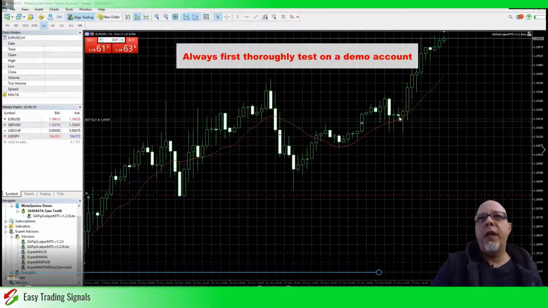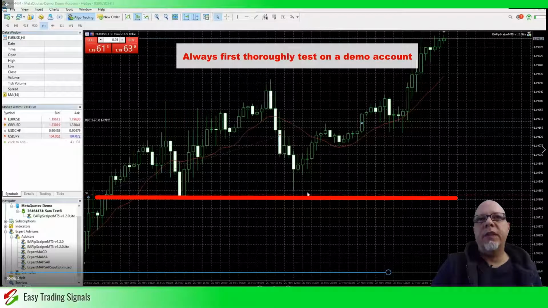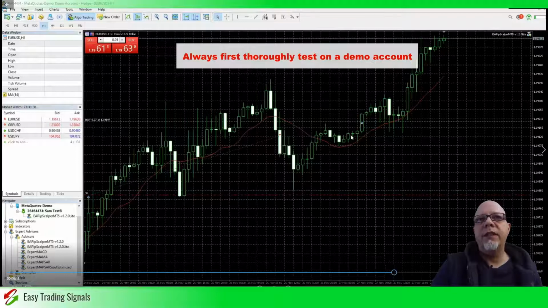Okay, so what happened here is this is the last little bit where it entered the trade over here, and we have a stop loss down here. So what I still do like about it is that it places stop losses and it places them at good levels.